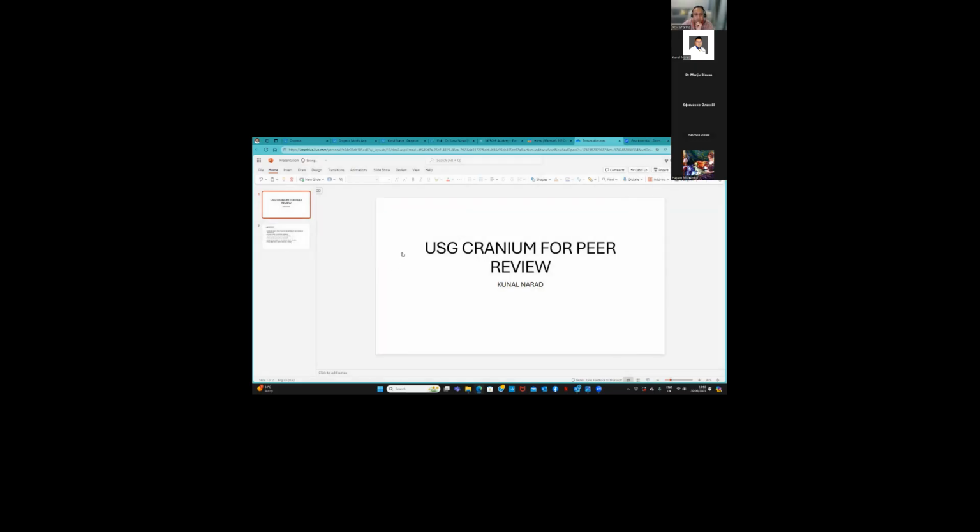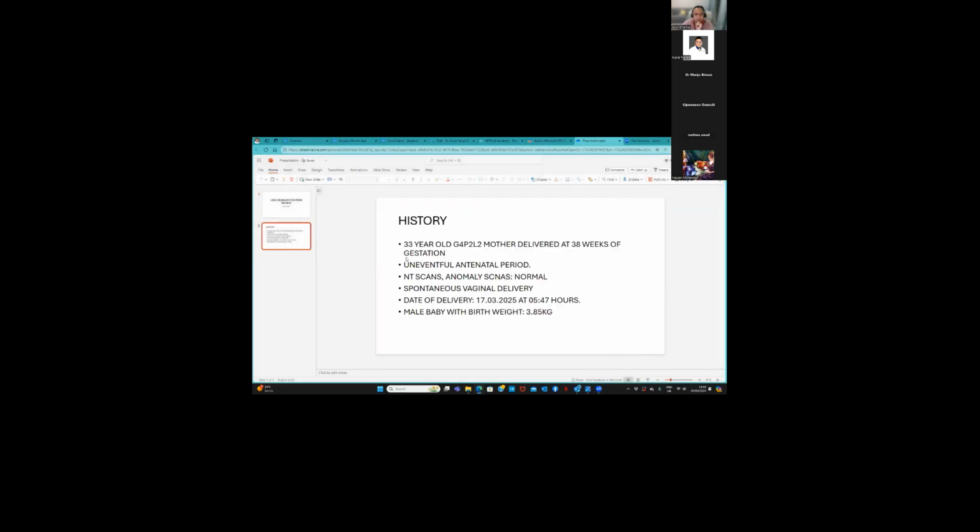So I'll present a brief history. This is a 33-year-old Gravida 4 para 2 mother who delivered at 38 weeks, and she had an uneventful antenatal period. All anomaly scans, growth scans, NT scans were normal. She had a spontaneous vaginal delivery on 17th of March with a male baby weighing 3.85 kgs.